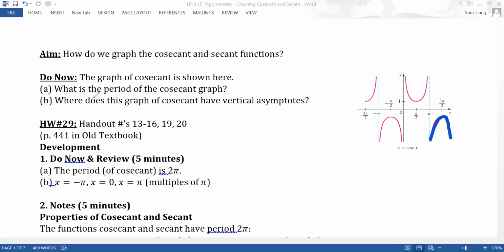As for part B, where does this graph of cosecant have vertical asymptotes? That would be negative pi, 0, and pi. As you can see, the dotted blue lines here at negative pi, and at 0 there's no blue line, but the graph of cosecant approaches negative and positive infinity there. And then we also have a vertical asymptote at pi. The pattern here is that it's going to be multiples of pi, which I'll explain in a sec. But those would be your answers for the do now.